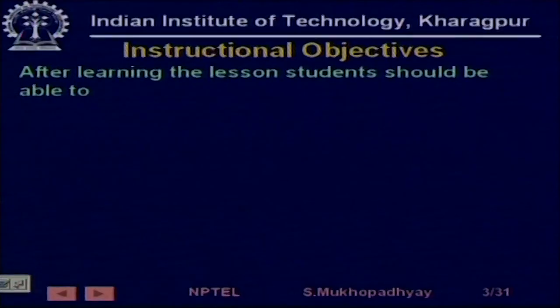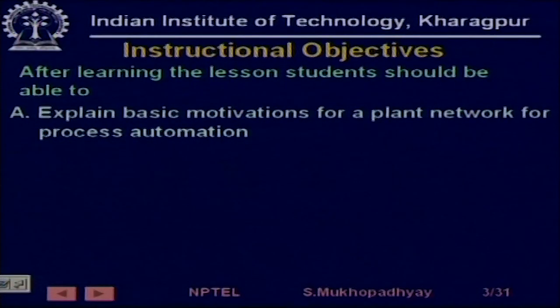So, we will see how this sort of network has been proposed, its standard has been proposed, and what kind of functionality and benefits it can bring for a factory-wide control system. So, we start with the instructional objectives. Firstly, the student will be able to explain basic motivations for a plant network, how it actually helps to have a network for process automation.